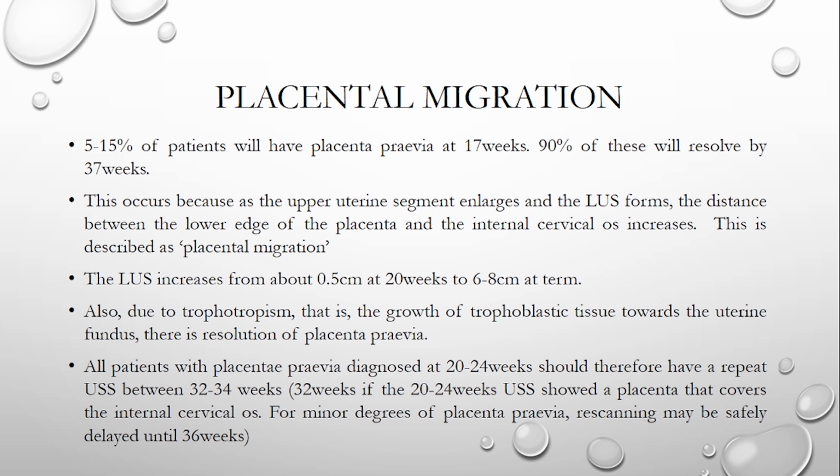And if the 24 weeks ultrasound shows the placenta covers the internal cervical os, all patients with placenta previa diagnosed at 20 to 24 weeks should therefore have a repeat ultrasound between 32 to 34 weeks. So a rescan is always necessary if placenta previa is noted earlier, maybe around the middle trimester. So a repeat scan is also necessary to see if there is resolution of the placenta previa diagnosis at that stage.